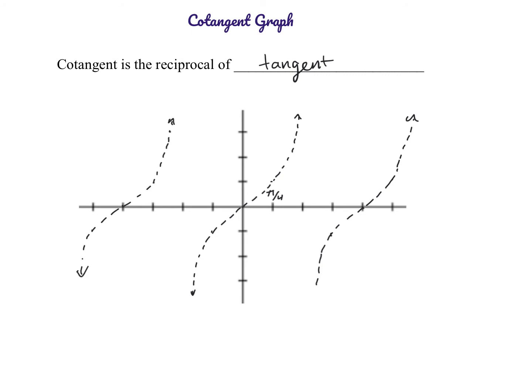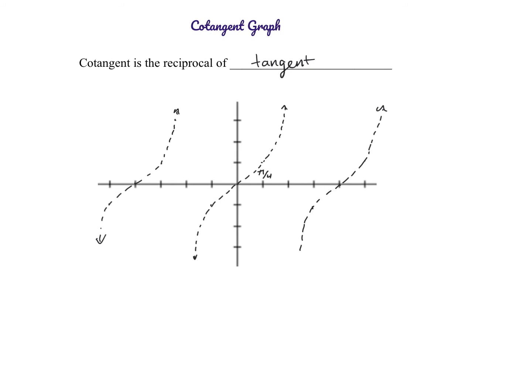So for cotangent, since it's the reciprocal, we know that when tangent is equal to 0, cotangent will be undefined, meaning we will have a vertical asymptote. So we have a vertical asymptote at -pi, 0, pi, and that would repeat infinitely. But there's something else we know.